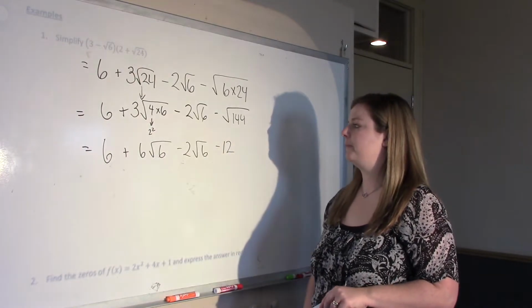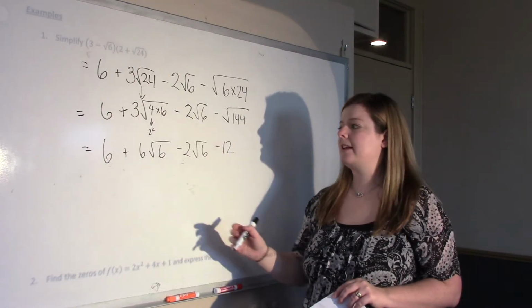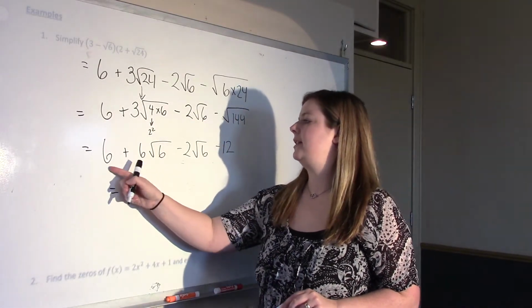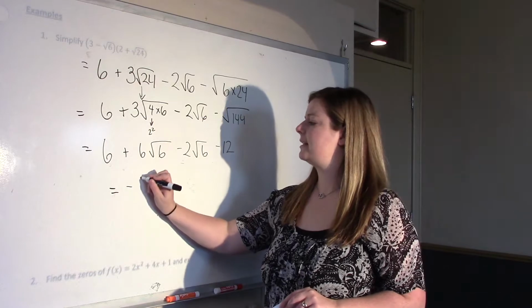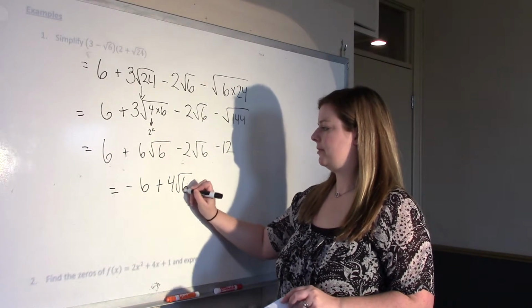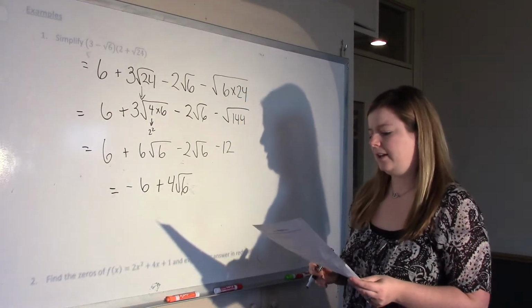That's a perfect square. Okay, so we're not quite done yet because we can collect these two like terms, and you can collect these two like terms. So you have minus 6 plus 4 times root 6. And that's your final answer.